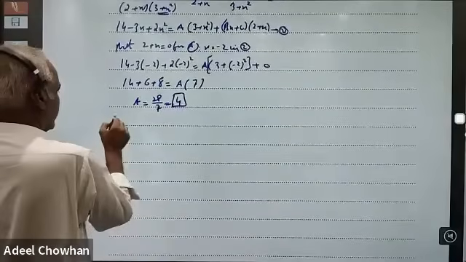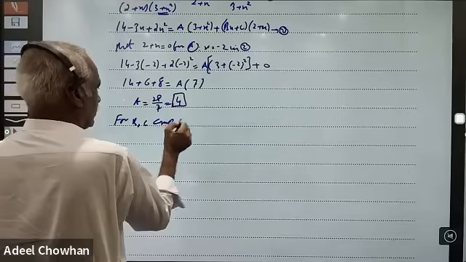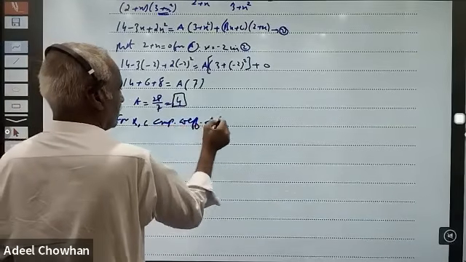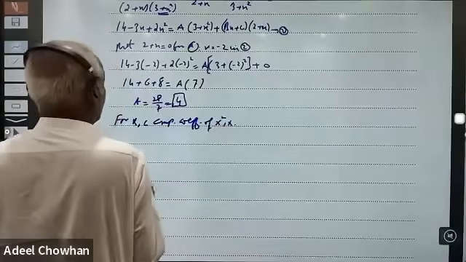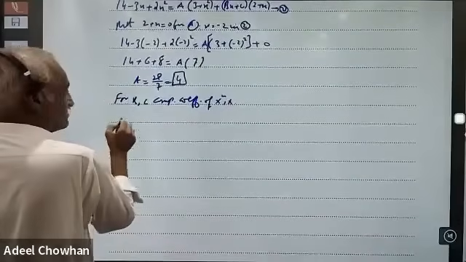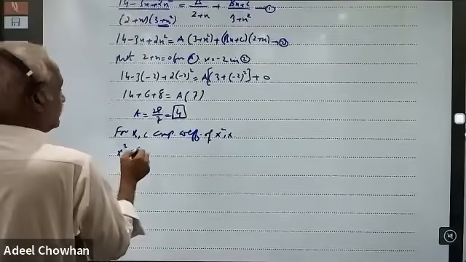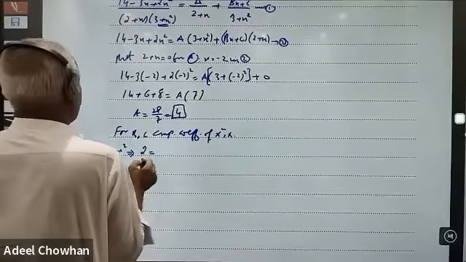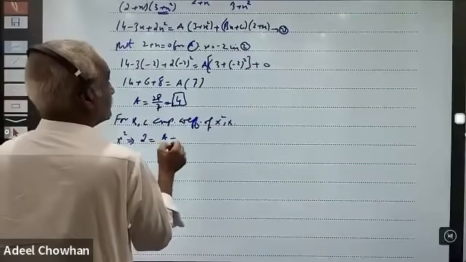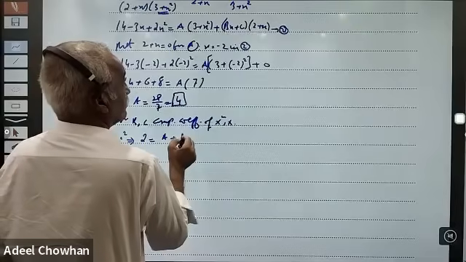For b and c, compare the coefficients of x square and x on both sides. So if we compare the coefficient of x square, then on the left side it should be equal to 2. On the right side it should be equal to a plus b.